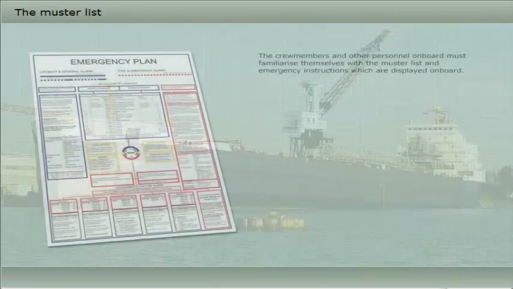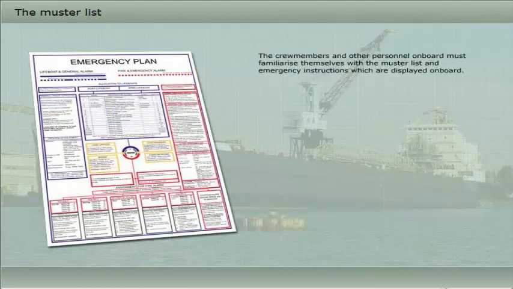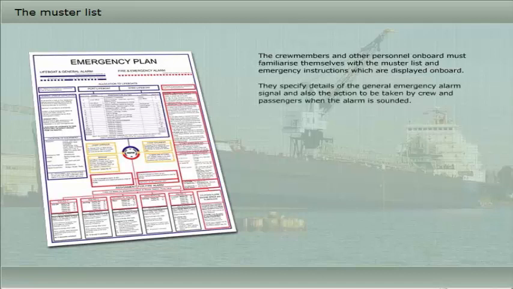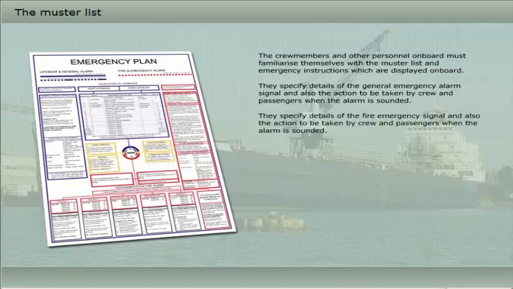The crew members and other personnel on board must familiarize themselves with the muster list and emergency instructions, which are displayed on board. They specify details of the general emergency alarm signal and also the action to be taken by crew and passengers when the alarm is sounded. They specify details of the fire emergency signal and also the action to be taken by crew and passengers when the alarm is sounded. They show the duties assigned to the different crew.